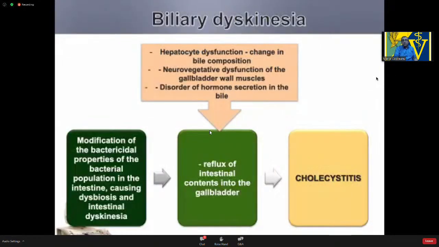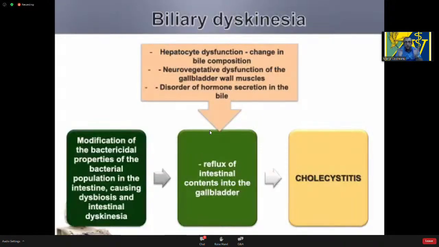But in this medical condition, we can talk about main causes such as different hepatocyte dysfunctions, followed by a change in bile composition. Of course, it makes sense what I'm telling you now. And we are also talking about different neurovegetative disorders or dysfunctions of the gallbladder wall muscles, remember all three layers of the gallbladder wall. In addition to this, they may be responsible for the disorder of hormone secretion in the bile.